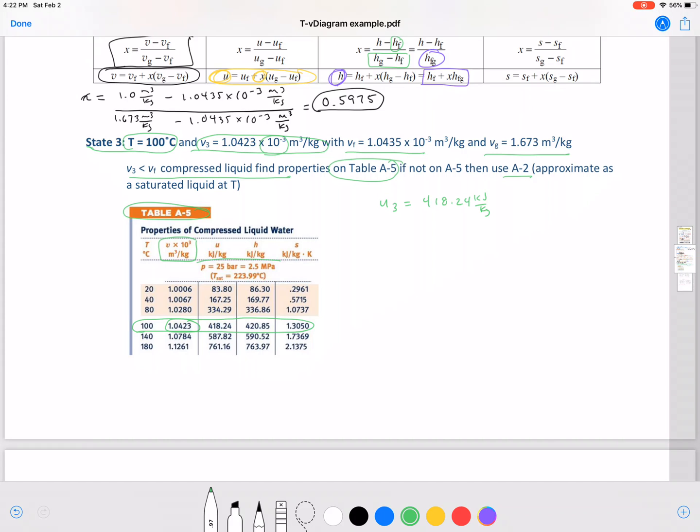But here is what we're really looking for. So we can see at the top of this table, P equals 25 bar, and then Tsat, the saturated temperature at 25 bar would be 223.99 degrees Celsius. We could also look on table A3 and look up 25 bar and see what the saturated temperature, this would be the temperature that's in the second column.